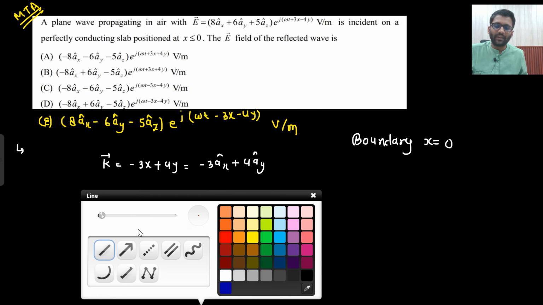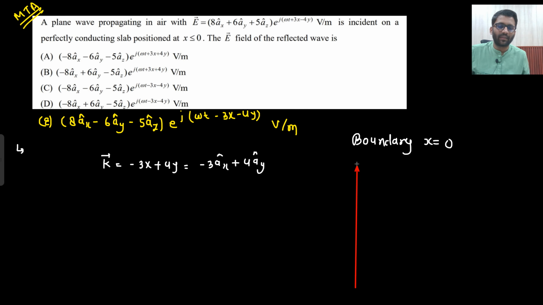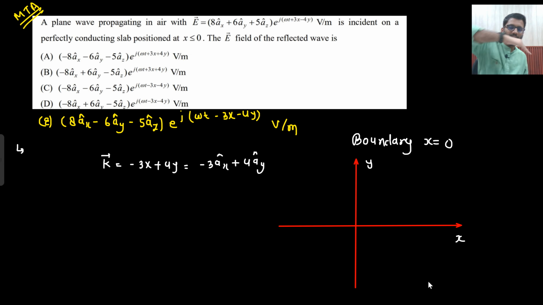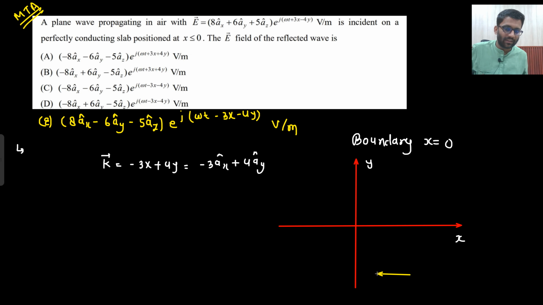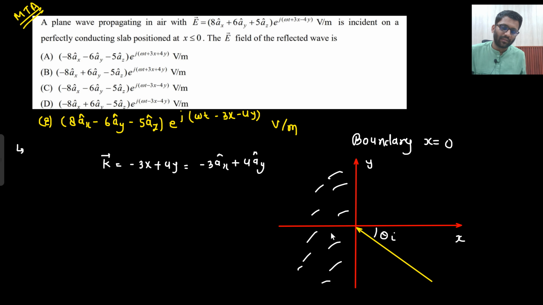So how will I make the diagram? This is how I will make the diagram. XY plane I need to make. This will be my X, this will be my Y. So how my wave is propagating? Basically my wave is propagating -3 and +4. So wave is propagating like this. It is incident on some angle. This is perfect conductor.